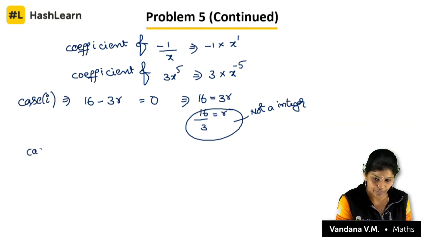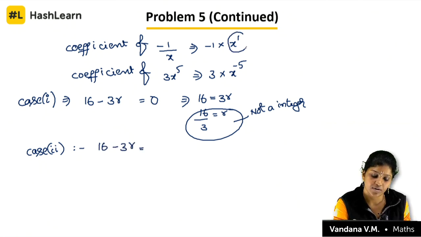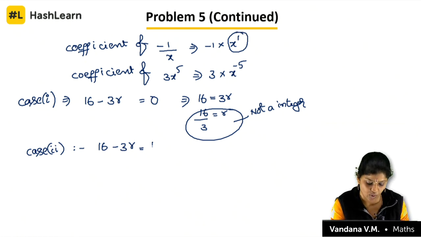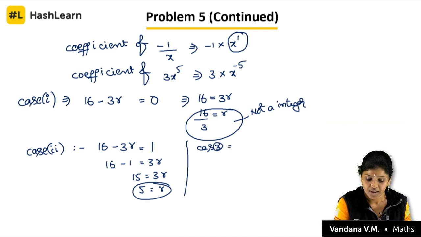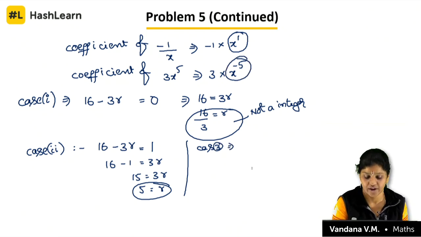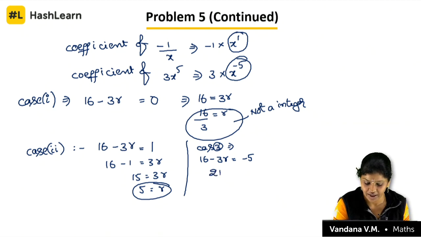Next, case 2. 16 minus 3r must be equal to what? It should be equal to what term I want? Yes, 1. So, now you just equate 16 minus 1 is equal to 3r, 15 is equal to 3r, r is equal to 5. Right? Next, case 3. Here it should be equal to minus 5. 16 minus 3r is equal to minus 5. Bring it to this side. 16 plus 5, 21 is equal to 3r, r is equal to 7.